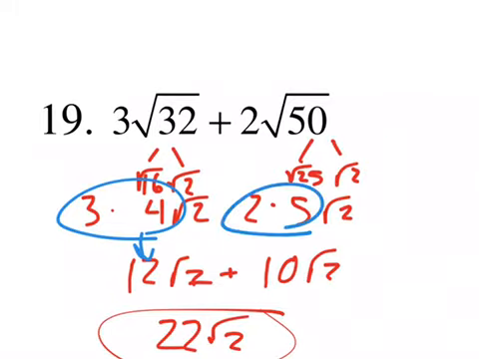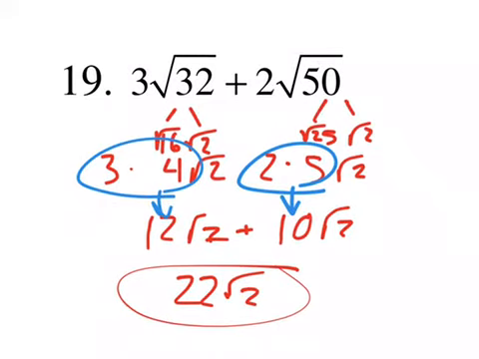And then now they both have that same radicand of square root of 2. So I can add the 12 and the 10 together. This is essentially saying I have 12 green balls and 10 green balls. Add them together to get 22 of that same unit.